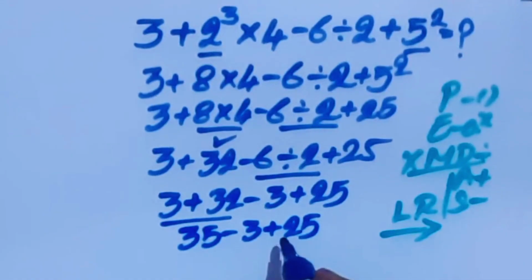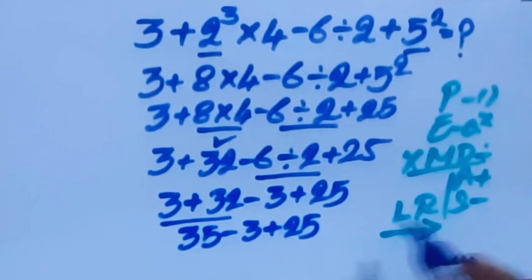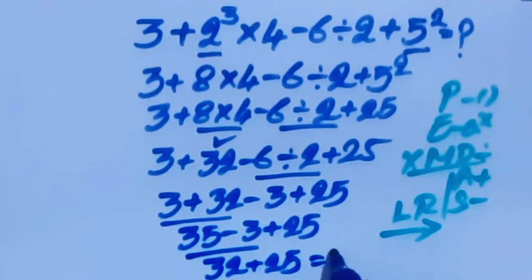Here we have subtraction and addition. Again, this left to right rule. Both are equal priority, no? For this, left to right is 35 minus 3. 35 minus 3 is 32 plus 25. Here 32 plus 25 is 57, which is the correct answer.